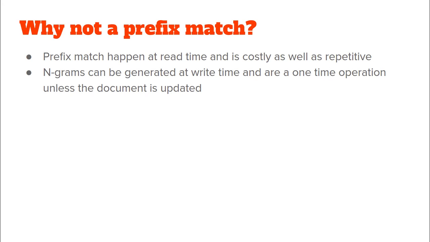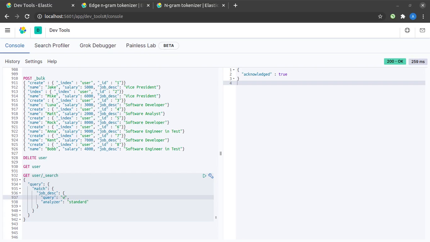But still, if we have only one write for a document, then we just have to generate the ngrams the first time that the document is written, and in the subsequent read queries, we can match the query string with the generated ngrams. All right, so we'll head straight to the Kibana console to see ngrams in action.